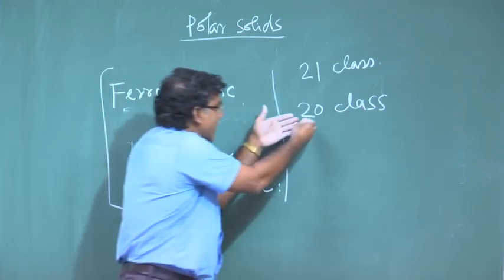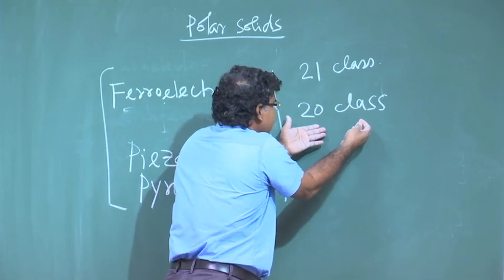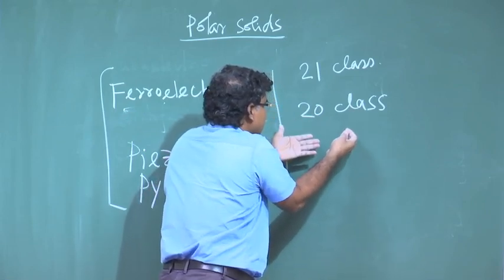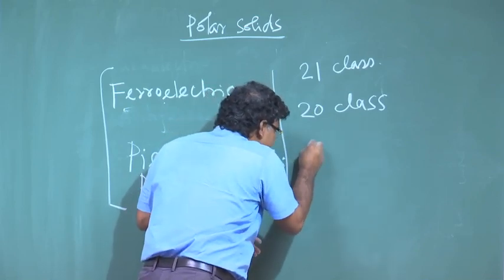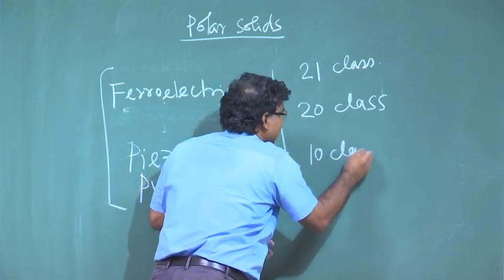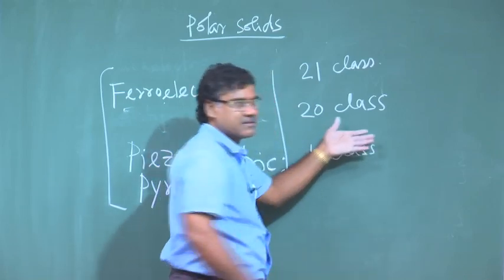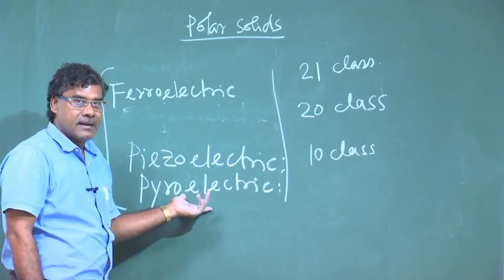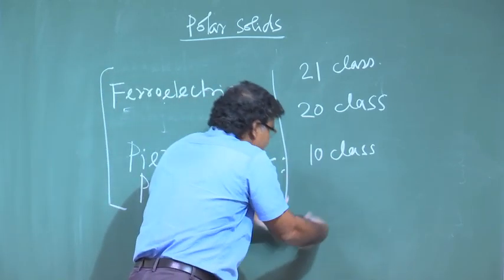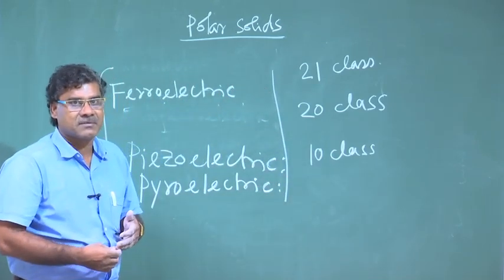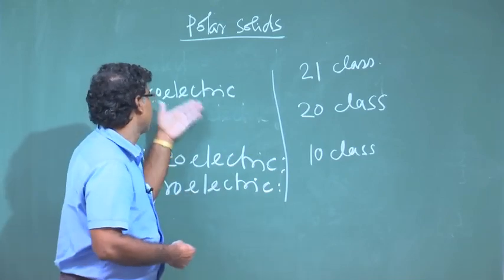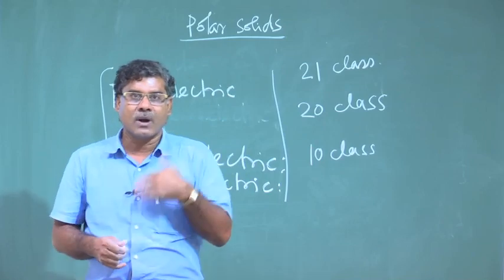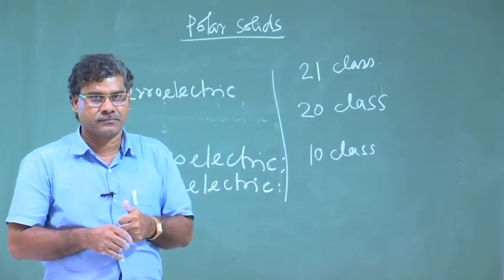And then out of these 20 classes of non-centrosymmetric material, only 10 classes are pyroelectric. Okay. And now, out of these 10 classes of non-centrosymmetric materials, not all are ferroelectric, only some of them are ferroelectric. So, what is the condition to be ferroelectric?